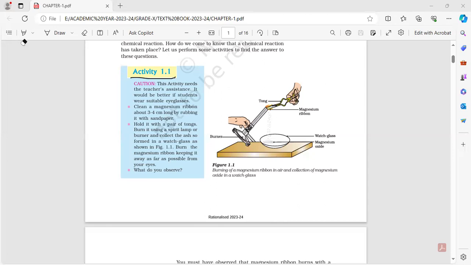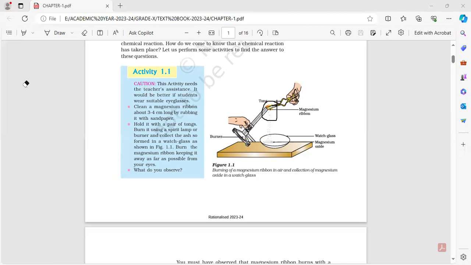Now, fine. Here he is saying caution, which means he is giving a suggestion. Teacher assistance is a must, because here you can see that we are burning the magnesium ribbon. When we burn the magnesium ribbon, heat is produced.